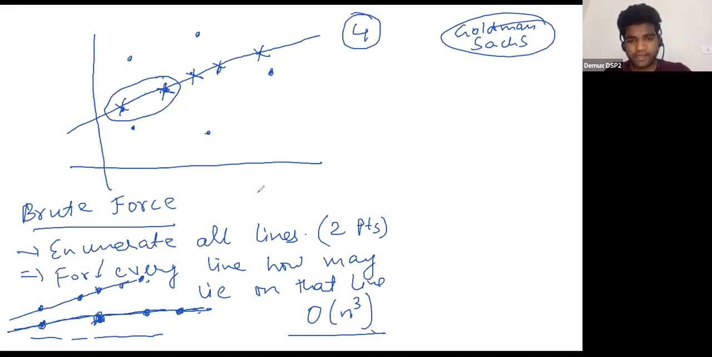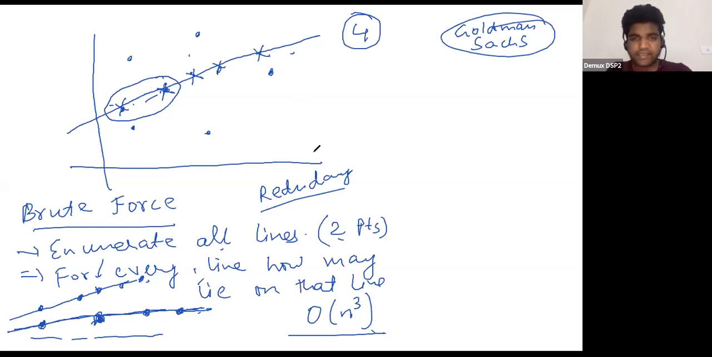The redundancy here is that what we said was we will take every pair, and for every pair we will have a line, and then we will check all the other points whether they lie on the line or not, and count how many lie. We will have a counter, then update our max, then move on to the next pair for the next line. So we will keep doing this.